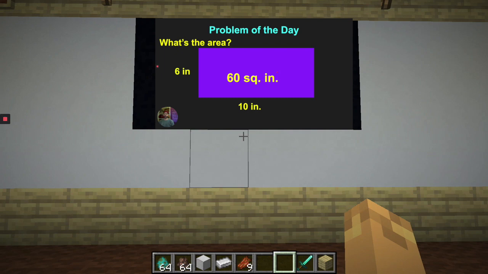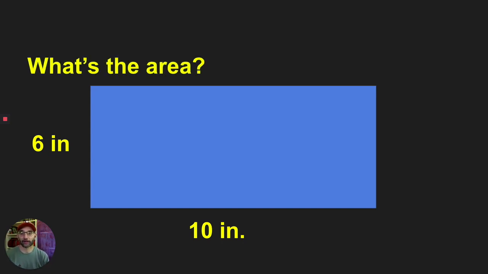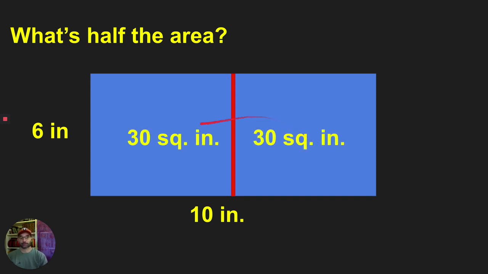Okay, so now let's try this. Here we have another rectangle, and it looks the same exact size, right? 6 times 10. So you know the area of this is 60 square inches. Now what if I were to cut this 60 square inches in half? Like that. If I were to cut it in half, each side would be how much? For each half of the 60 square inches, that would be 30 square inches, and that would be 30 square inches, because you put them together and it's 60. So half of 60 is 30. Easy, right? And the line is straight down the middle.